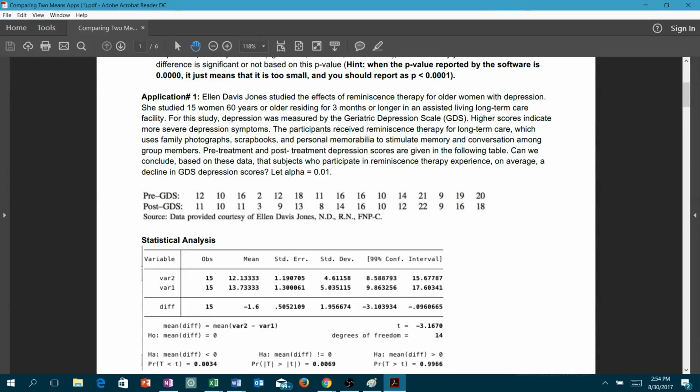I think it's a left tail. It's talking about decline. The question is, can we conclude based on the data that after treatment, on average, there is a decline in GDS? Yeah, they're trying to see if depression scores go down after treatment, basically. So it'll be a one-tailed left side.